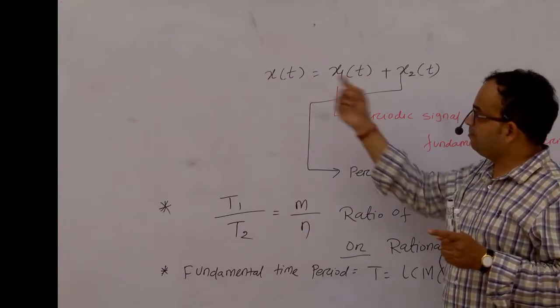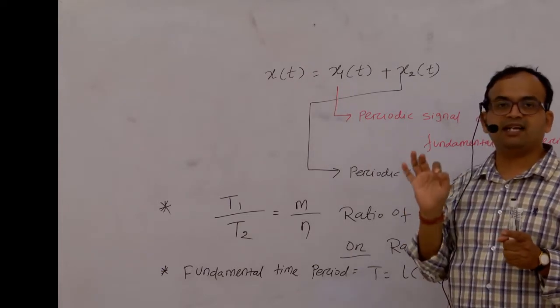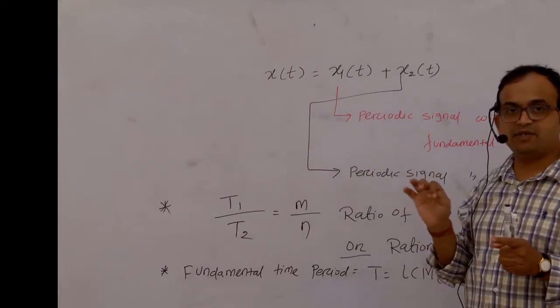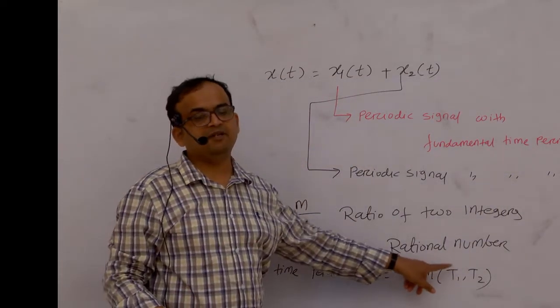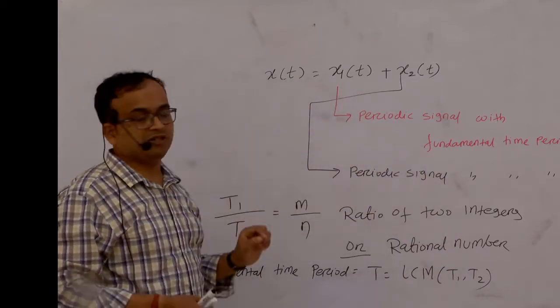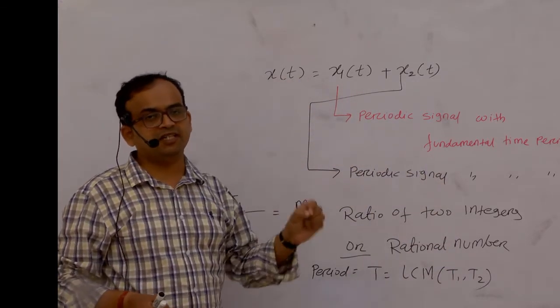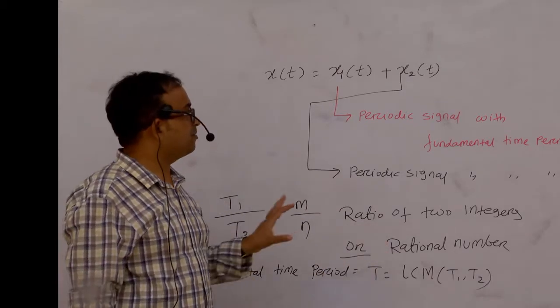If the signal x of t is a periodic signal, how do we get the fundamental time period? We can get the fundamental time period by taking the LCM of T1 and T2. After taking the LCM, we can tell that x of t is a periodic signal with periodicity equal to that LCM. So this is about the periodic signal.